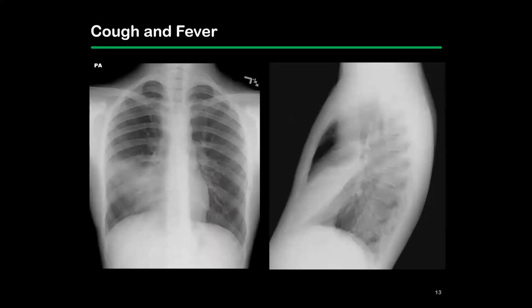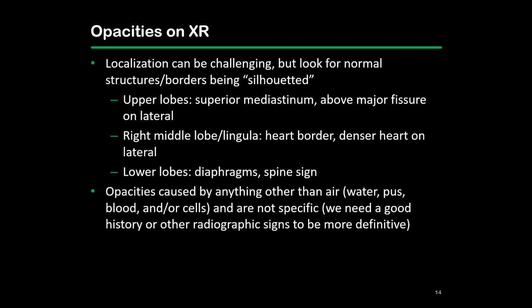So here is an older kid who has cough and fever. If we're doing our search pattern and coming across, we see that there's something over here that's denser than the other side, and potentially it's a little bit harder to see on the lateral. For opacities by x-ray, here are some tips that I've picked up from others about how to localize things. Really what we're looking for is structures being silhouetted, which means you can't tell the borders apart anymore where you normally should.